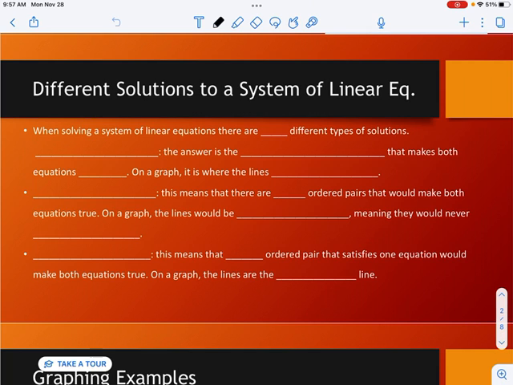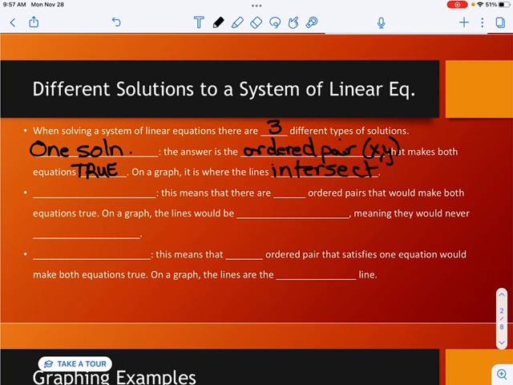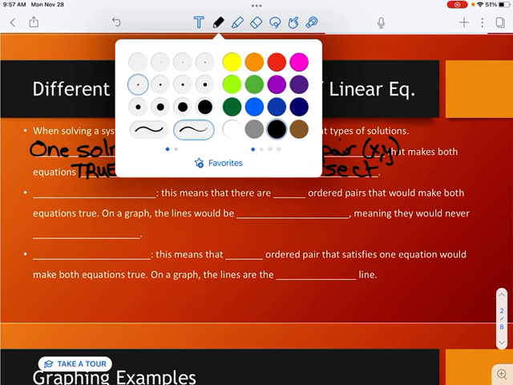When solving a system of linear equations, there are actually three different types of solutions. The first one is the one that we've been doing, which is one solution. The answer is simply an ordered pair, and remember, ordered pairs are of the form x comma y. That ordered pair is the point that makes both equations true. On a graph, it's where the lines intersect each other. Okay, that is what we have been working with.